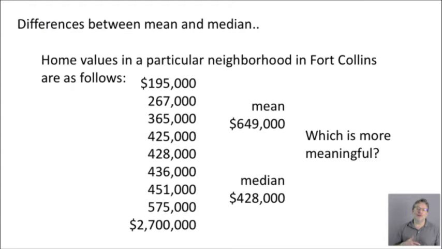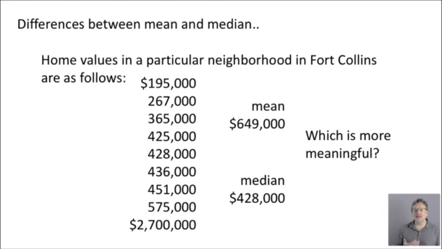Now, why would you think that we would have multiple different ways of describing the epicenter of the data? Well, we have three different tools, as you've seen, and there are instances in which one is actually better to use than another. Here's an example of one. Let's say this is a set of home values in a particular neighborhood in Fort Collins. It's a set of house values there ranging from 195,000 all the way up to, well, near the bottom there we have 575,000, but then we have this bottom one here, $2.7 million for this one house. Perhaps this is a cul-de-sac with one very expensive mansion at the very, very end of the cul-de-sac.